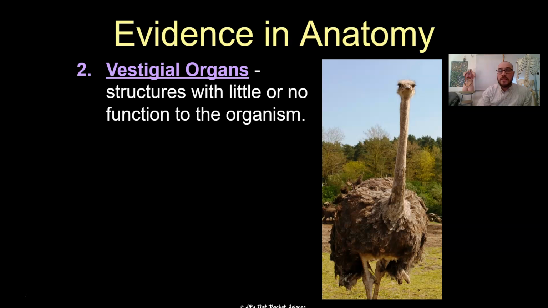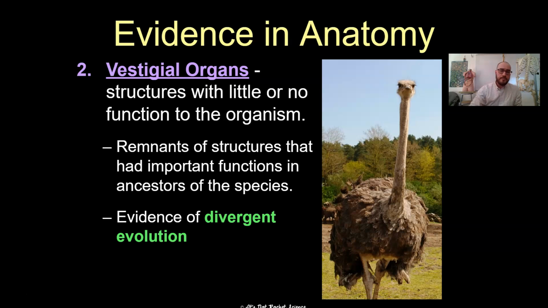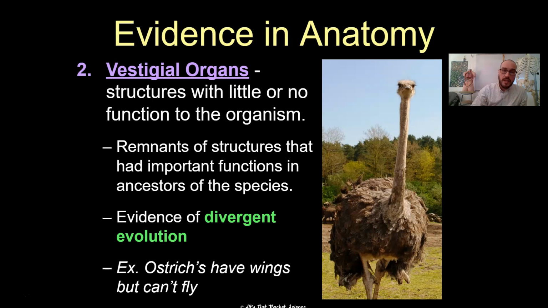What other evidence is there? Well, vestigial organs. So these are structures with little or no function. They're no longer needed, but because they used to be needed in an ancestor, they still stick around for a while. So an ostrich that has feathers, does it use its feathers for flying? No, but its ancestor did, so it still has feathers. All right? And this happens due to divergent evolution.